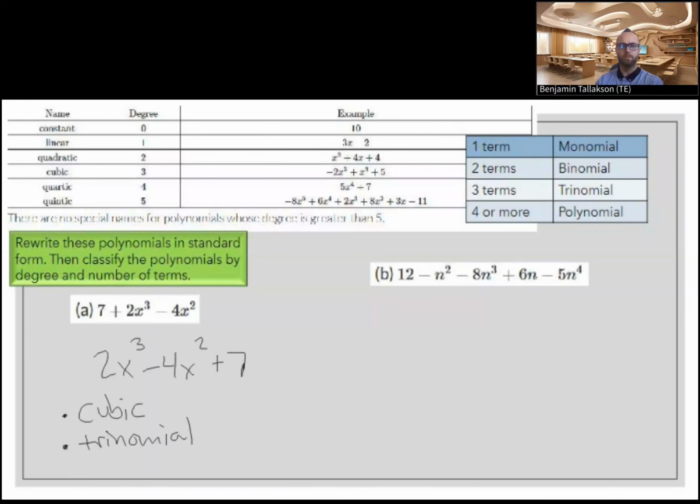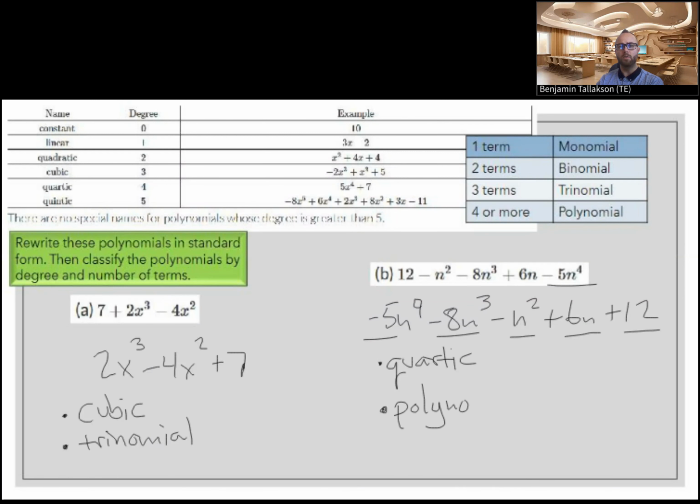Written in standard form. Okay, the highest power I see is 4. Then is there a 3? Yes, there is. 2, 1. I don't see any like terms, so that's done. There is the highest power of 4. So if we look at our table above, that's going to be quartic, like a quarter, 4 quarters. And how many terms? 1, 2, 3, 4, 5. Well, if it's 4 more, we'll just call it a polynomial.